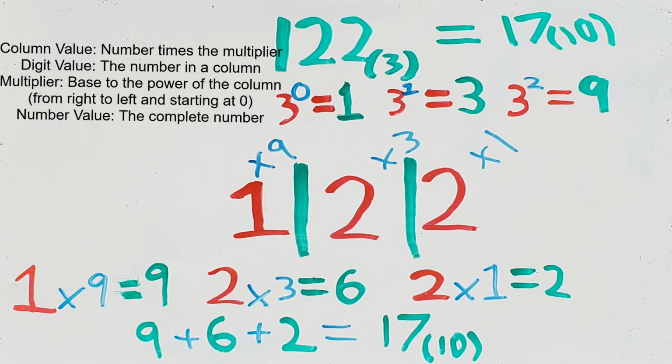Now we multiply the digit value with the multipliers to get the column values. When we add the column values, we get the number value. Now we have converted a base 3 number into a base 10 number.